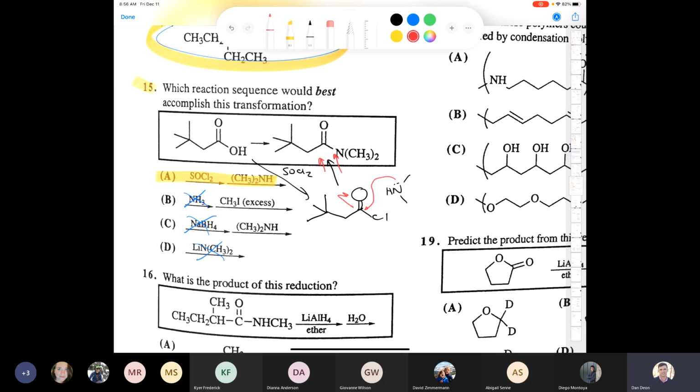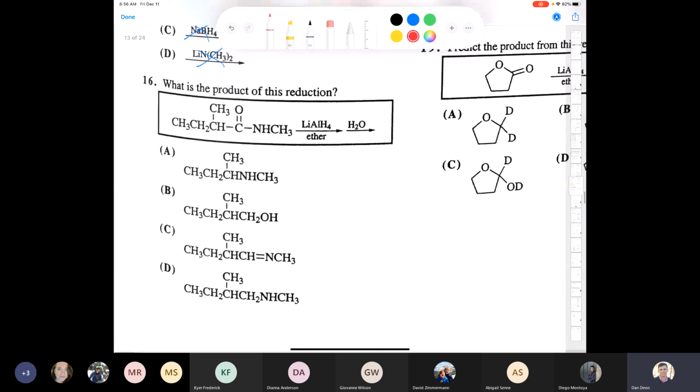Let's see here. Number 16. What's the product of this reduction? Ooh, this is one that you just kind of have to memorize. This is the reduction of amides. The mechanism for this reaction is not covered in our textbook at all. It's left out completely. I have a note here that I wrote down, and it's found under just reduction of amides. Anyhow, so again, nothing more than a memorization question.